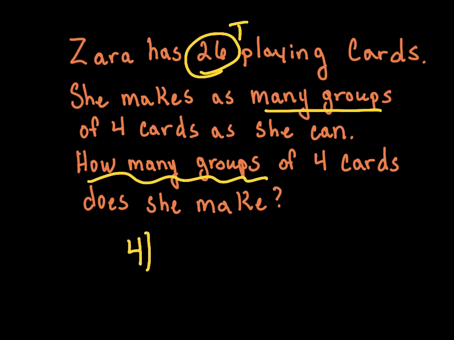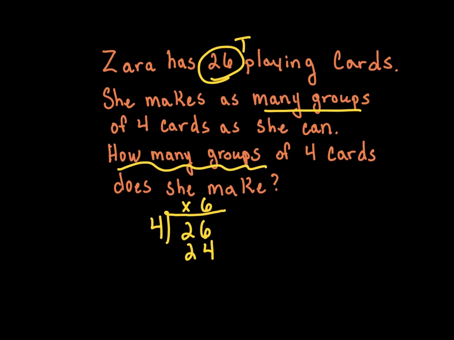So 4 goes into 26. 4 times what gives us 26? Well, nothing does. We got to get as close as we can to it. The closest we can get to that would be 6. Because 4 times 6 is 24. And then we're going to subtract 26 and 24 to get a remainder of 2. So how many groups can she make with just 4 cards? Well, the answer would just be 6. Because this remainder 2 you can't make because it has to be 4 cards. So she can only make 6 groups of 4 cards.